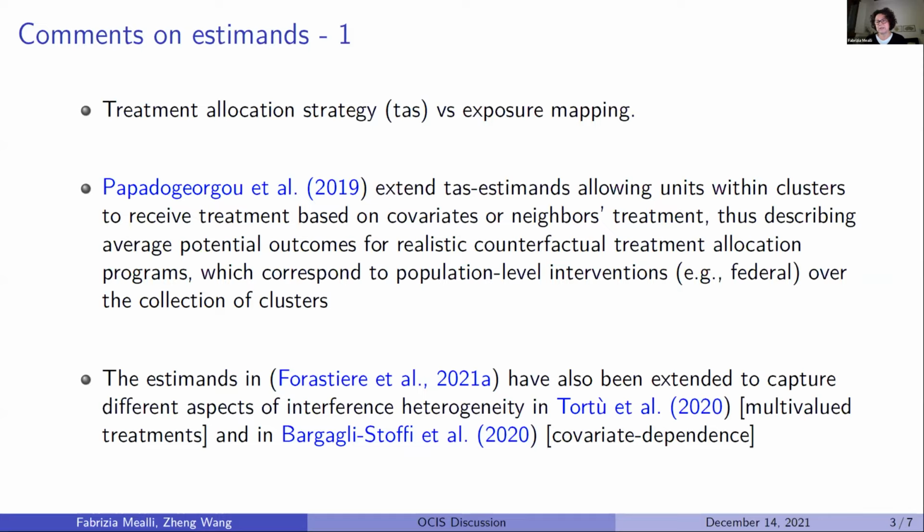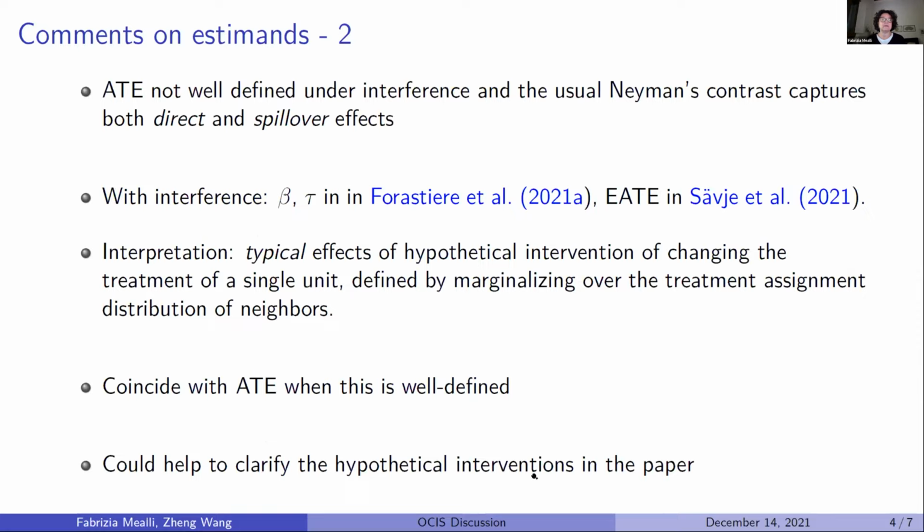Whereas in Bargagli Stoffi et al., they consider unit covariate characteristics. So they consider both direct and spillover effect heterogeneity with respect to characteristics of the units or their neighbors. The difference with respect to what was just proposed is that here the subgroups are data-driven. They are not specified a priori as in the paper that we are discussing today, where the partition of the units into these I, J subgroups is essentially defined a priori and not necessarily data-driven.